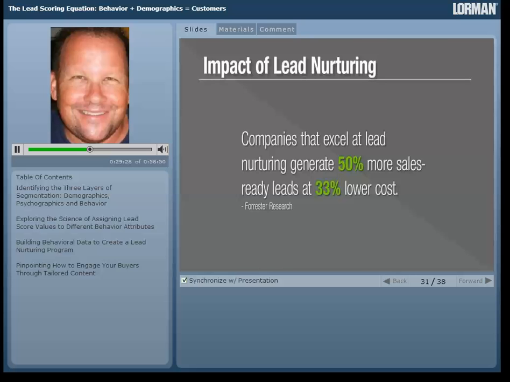Here's another statistic I'd like to share. According to Forrester Research, companies that excel at lead nurturing generate 50% more sales-ready leads at 33% lower cost. So if you've worked through the layers of segmentation, you've developed this comprehensive lead scoring strategy and you have a robust lead nurturing process in place, you should be seeing an improvement in the number of sales-ready leads with a lower cost to you.